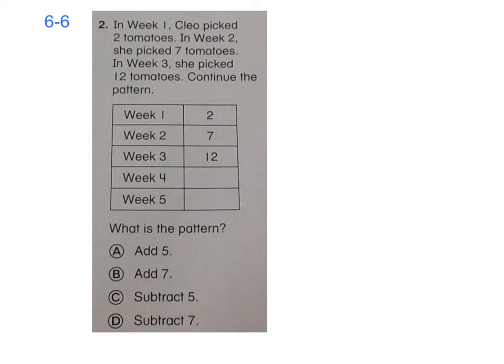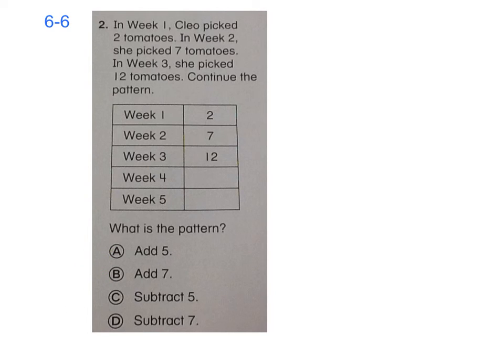So let's look at problem number 2. In week 1, Cleo picked 2 tomatoes. In week 2, she picked 7 tomatoes. In week 3, she picked 12 tomatoes. Continue the pattern on the chart. First, let's decide if we are adding or subtracting. Start at the top of the chart and continue down. 2, 7, 12. The numbers are getting larger, so we are adding. We now know the answer will be either A or B.